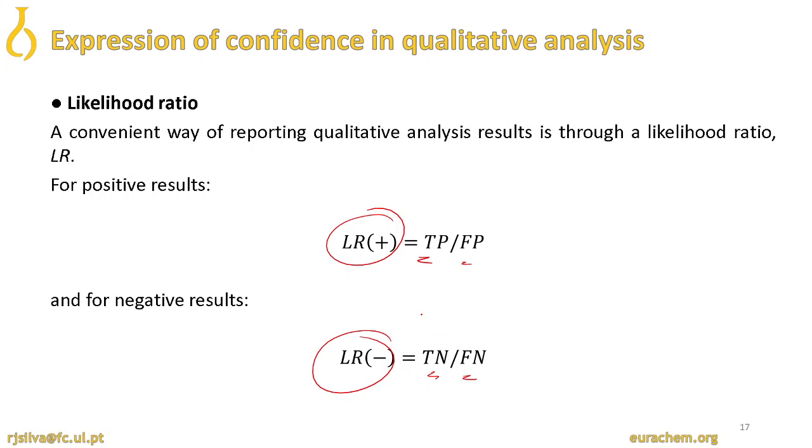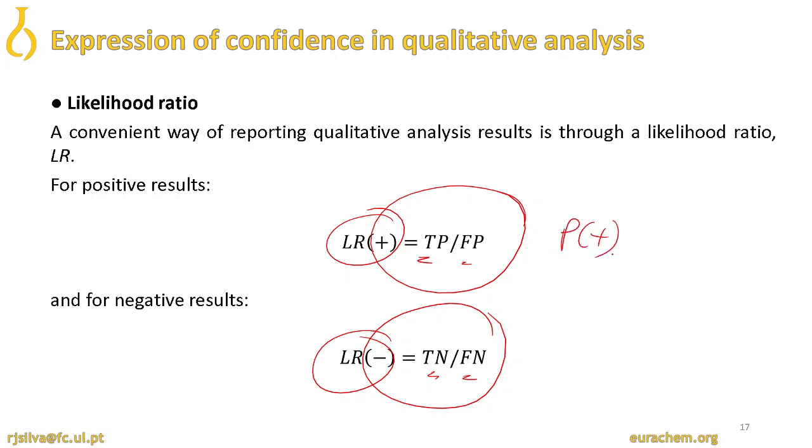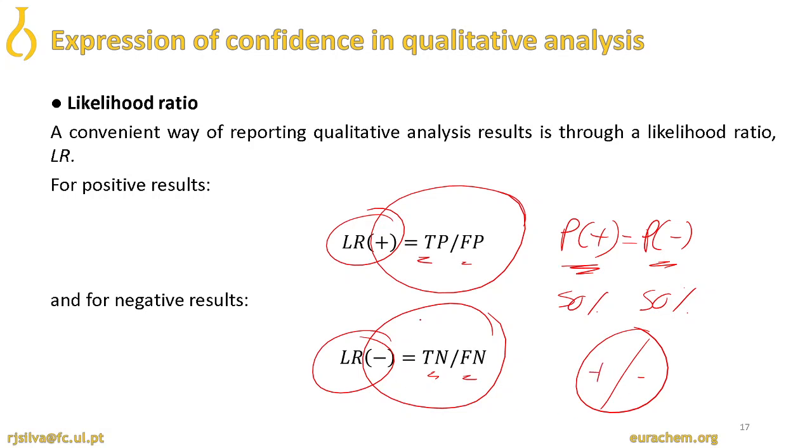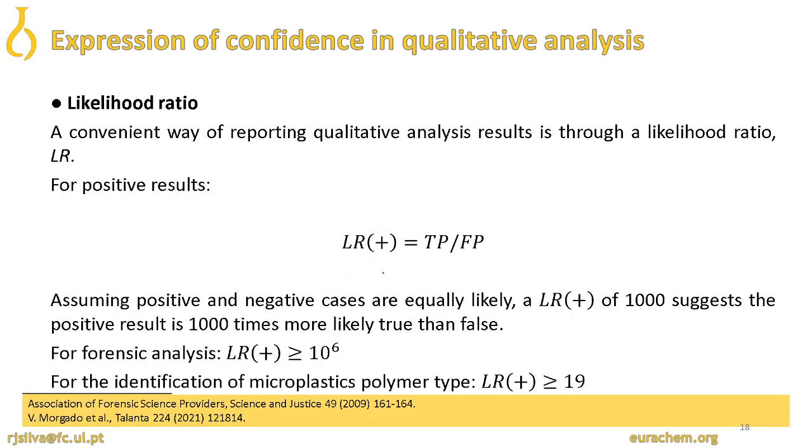If you look to these rates, it is really difficult, the interpretation of these rates, because you have two performance parameters that only express the performance of your analytical method. So it is not trivial, the interpretation of these rates. But if you assume that positive results are equally likely than negative results, so positive results is 50% and negative results 50%, so the population is divided in positive and negative results. If you assume that, you can say that for a positive result, a likelihood of 1000 suggests that the positive result is 1000 times more likely true than false.